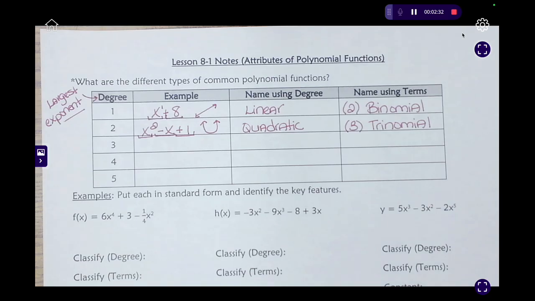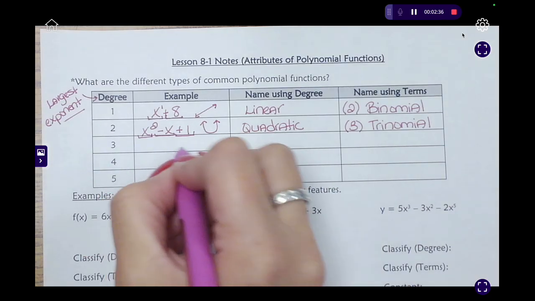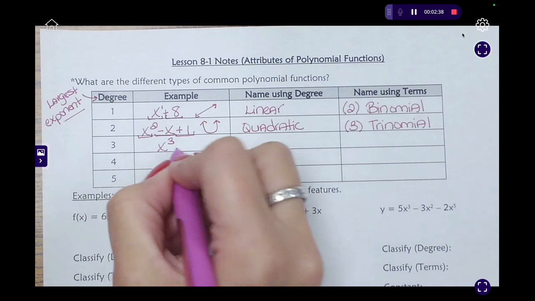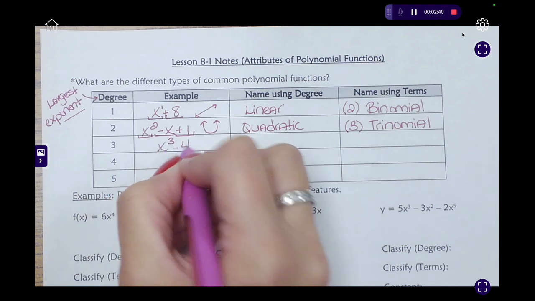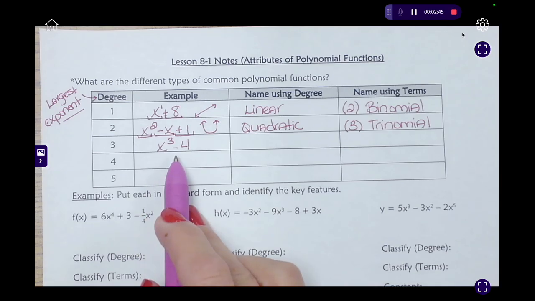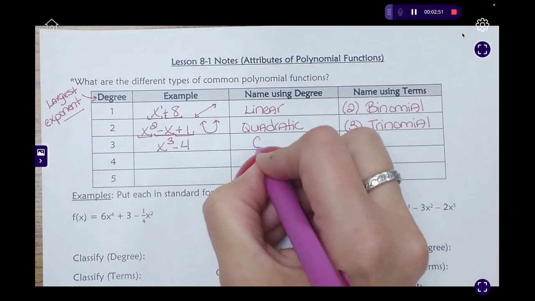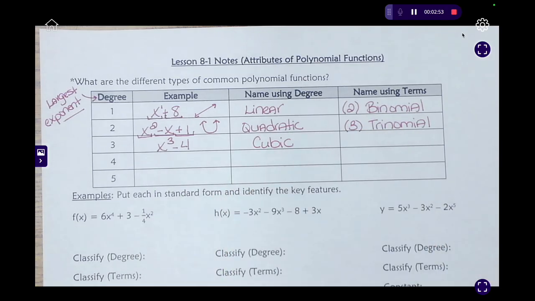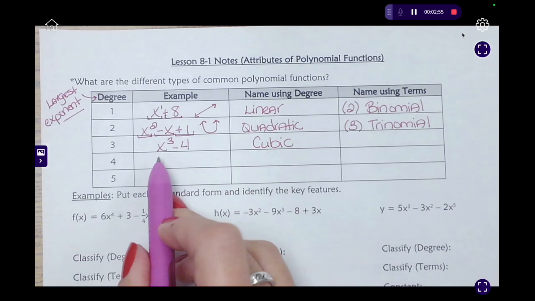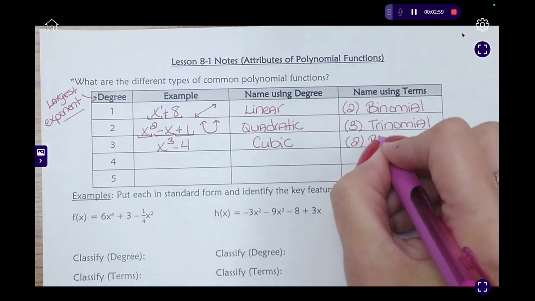All right, then keep moving on. We've done the 3 exponent as well. So if I have just x to the third minus 4, looking at that one, that degree would be 3 because that's the largest exponent. And if I'm naming this one, again, we've done this before, that would be a cubic polynomial. Okay, now again, this one has 2 terms, so that again is a binomial.